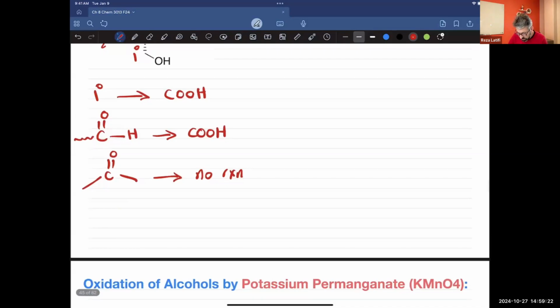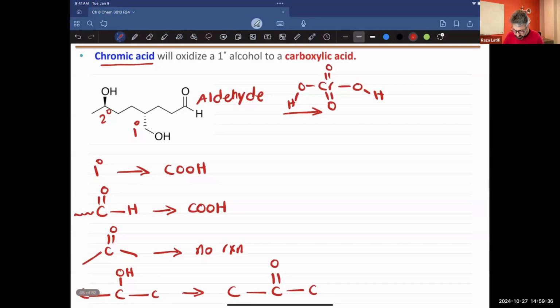But how about the secondary alcohol? Secondary alcohol, this is going to be a secondary alcohol. It will turn to ketone, and it will give us such a product. Okay, so final product in this case, I get, let's say, 2, 3, 4, 5, 6, 7, 8.